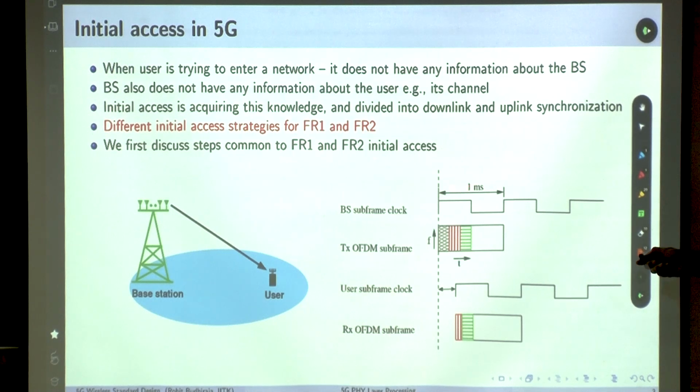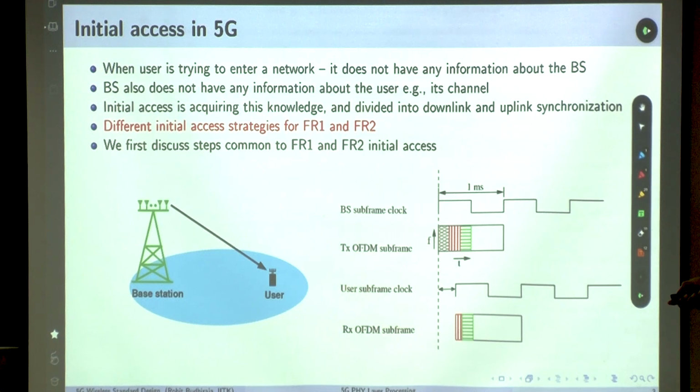So what is this? I've taken the slot boundary to be 1 millisecond. It can be 0.5 millisecond too. For 30 kilohertz it's 0.5 millisecond, but I've taken it as 1 millisecond. Now this is a user, this is a base station.